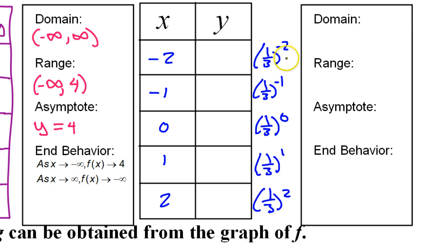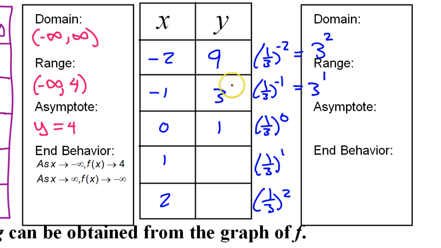Now remember, if you have a -2 power, you're going to do the reciprocal. What's the reciprocal of 1/3? 3. So this is going to become 3 to the +2 power. So that's why that's going to be 9. When we do this next one, again, reciprocal is just going to be 3 to the 1 power. So that'll be 3. Anything to the 0 power is 1.